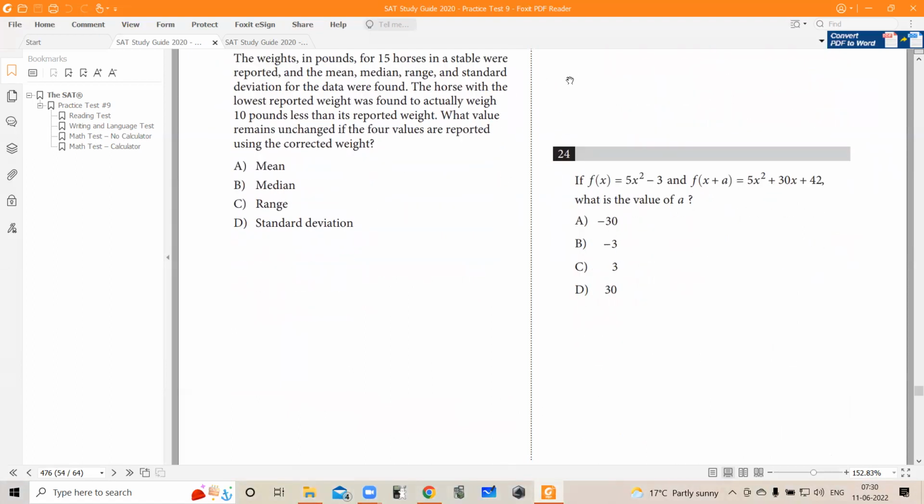So we have the function f of x, and f of x plus a given as this expression. What's the value of a? We know that f of x is 5x squared minus 3. If you want to calculate f of 2, you substitute the value of x: 5 times 2 squared minus 3.